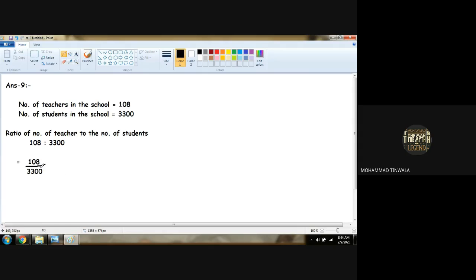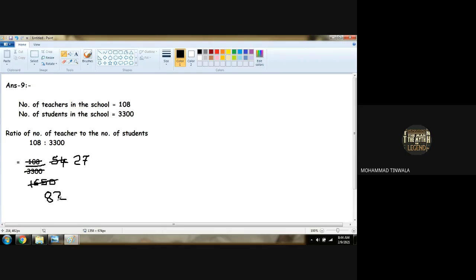So can I divide this with table number 2? 2 5s are 10, 2 4s are 8. This also by 2. 2 1s are 2, 2 6s are 12, 2 5s are 10 and the 0 as it is. So 2 into 1650 is 3,300. Again, I will divide by 2. 2 2s are 4, 2 7s are 14, 2 27s are 54. 2 8s are 16.